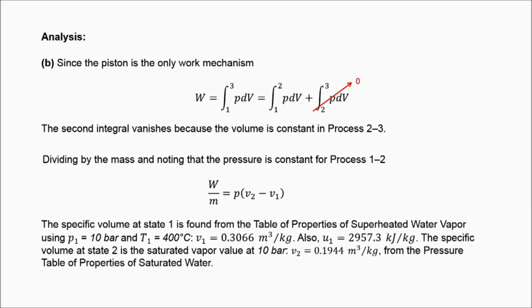The specific volume at state 1 is found from the table of properties of superheated water vapor at P1 equal to 10 bar and T1 equal to 400 degrees C. This gives us a value of V1 equal to 0.3066 cubic meters per kilogram. Similarly, we can find the value of the internal energy, U1 is equal to 2957.3 kilojoules per kilogram. Finally, the specific volume at state 2 is the saturated vapor value at 10 bar, V2 equal to 0.1944 cubic meters per kilogram, obtained from the pressure table of the properties of saturated water.